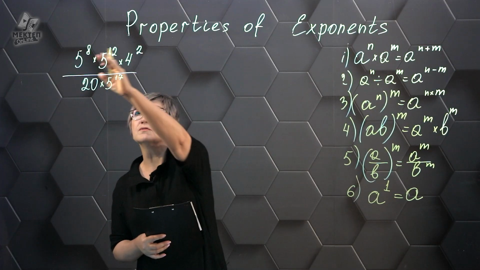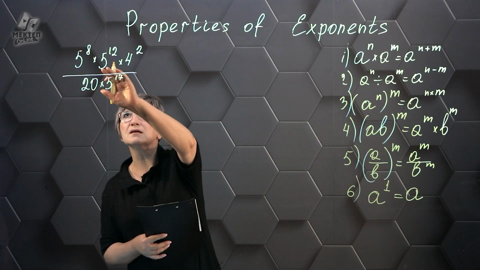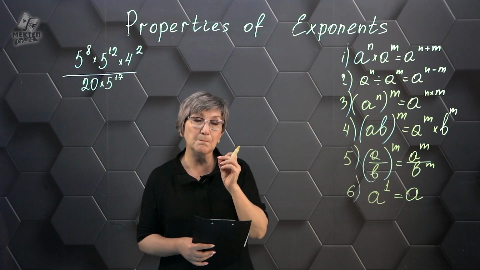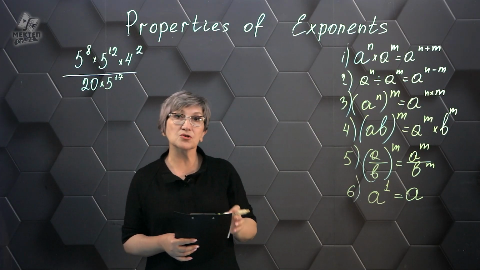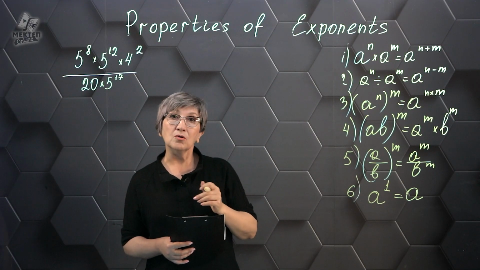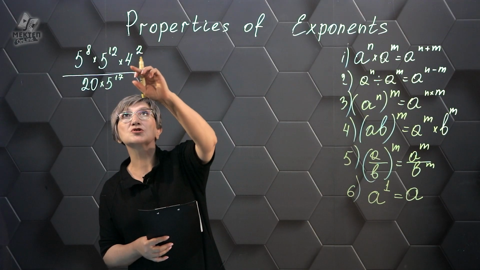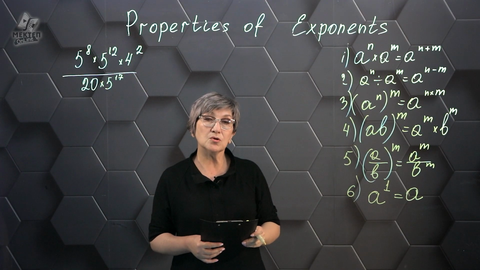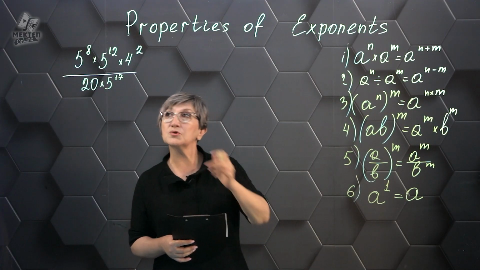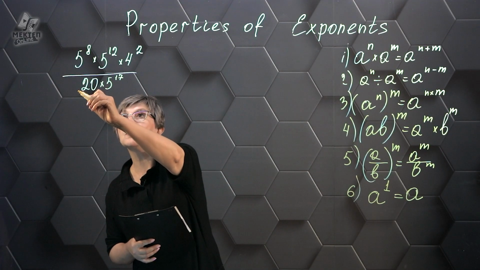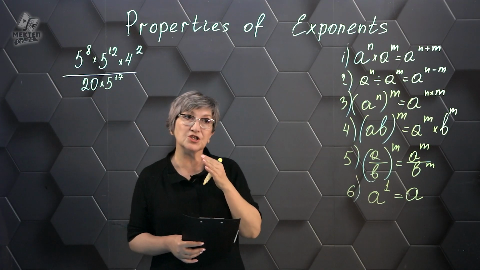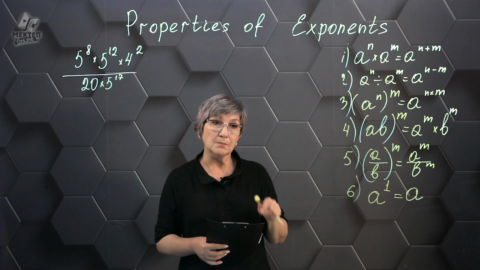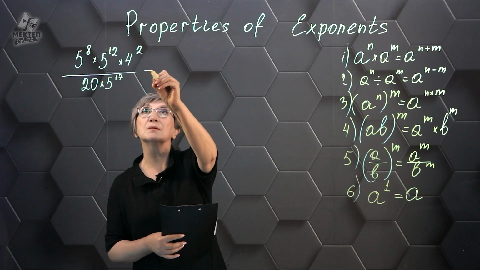The point is that our expression has numbers with base 5 in the numerator and a number with base 5 in the denominator. But we have a number with base 4 in the numerator and a number with base 20 in the denominator. What can we do? Well, the thing is, we can write 20 as 4 times 5. Why exactly 4 times 5?